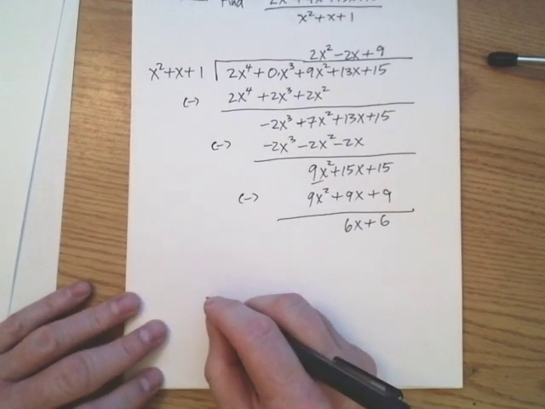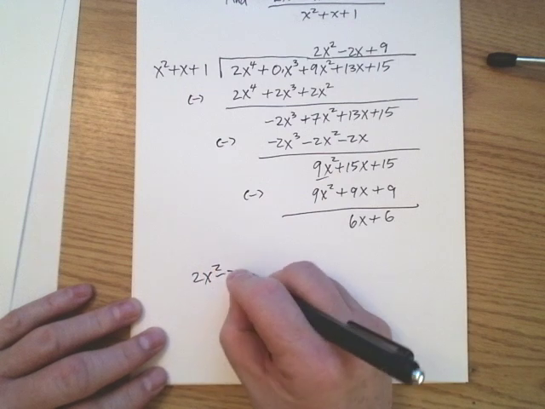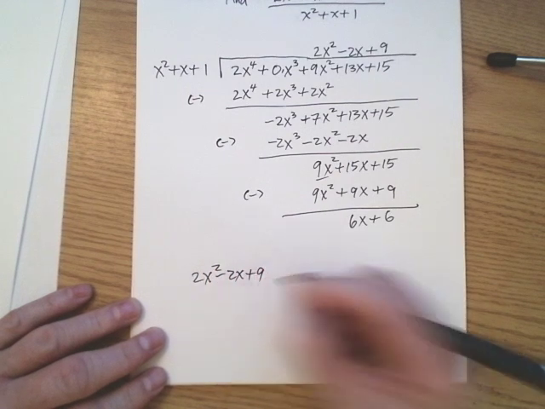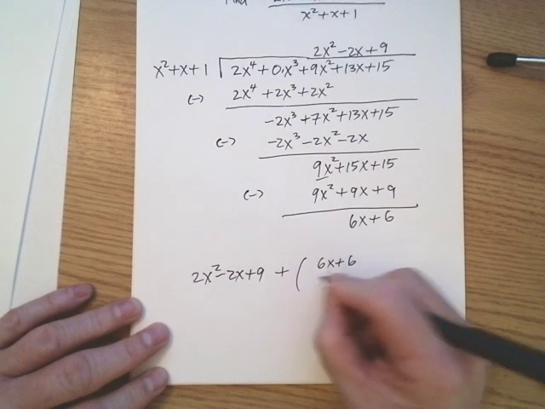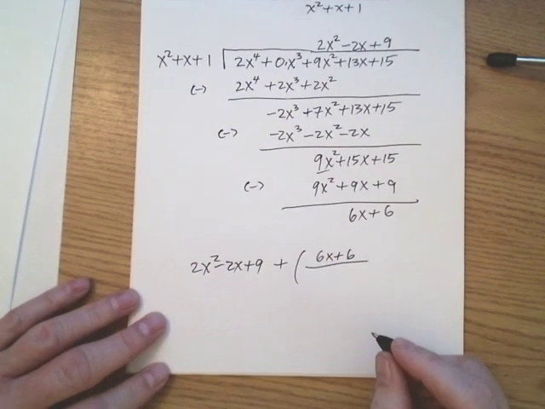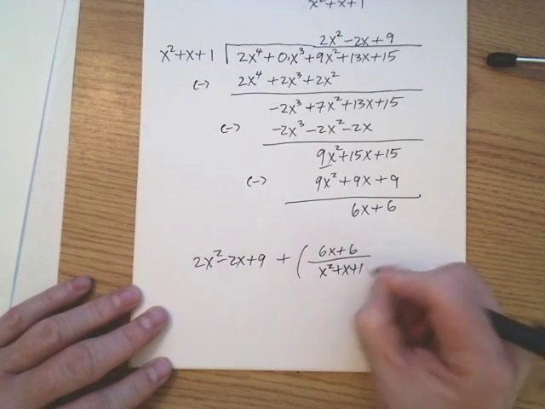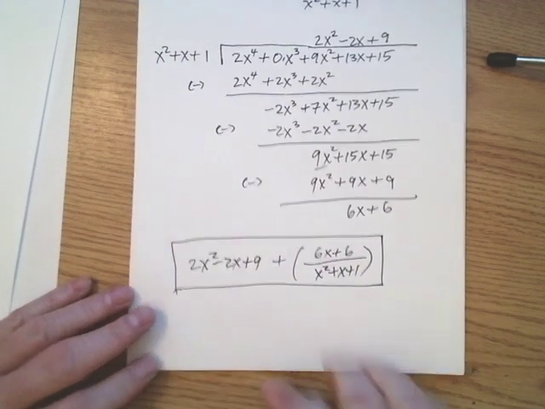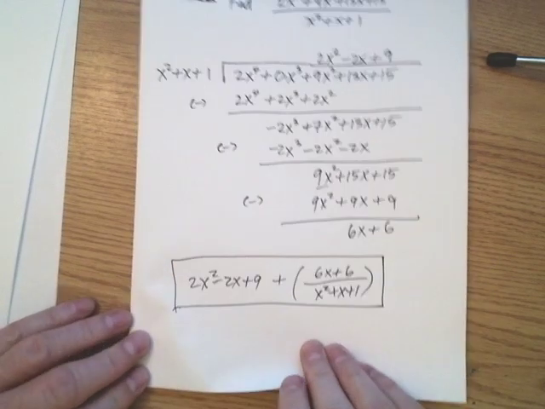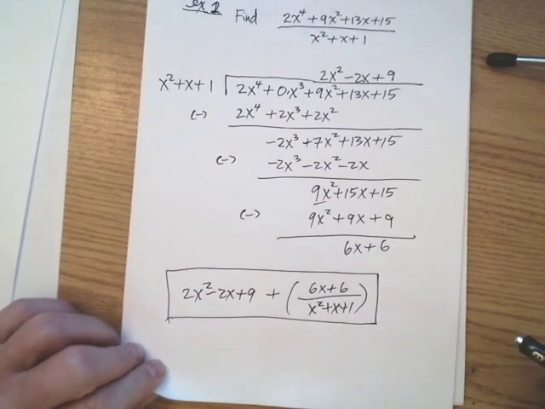So what's going to be the answer to our problem here? It's going to be 2x squared minus 2x plus 9 plus your remainder, I'll use parentheses here, (6x plus 6), I hope I did my arithmetic correctly, over x squared plus x plus 1. Box in your final answer. Okay, and there you go. Not too bad. You just have to be careful about the signed arithmetic here. I hope I did everything right.